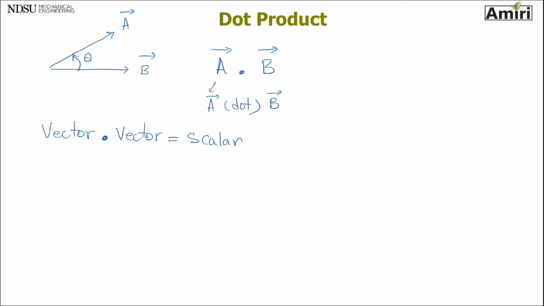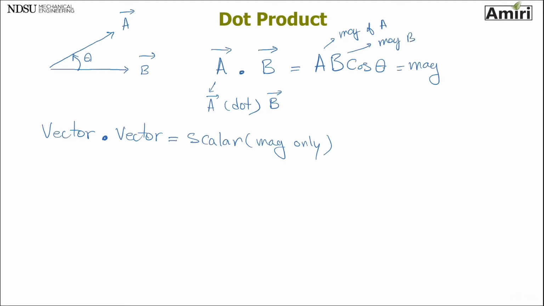This is a mathematical definition, and the way we define it, the magnitude of it, magnitude only, is magnitude of A, magnitude of B, and the cosine of the angle between them, which is just a magnitude because it's just a scalar. This is magnitude of A, magnitude of B, and the cosine of the angle between them. Okay.